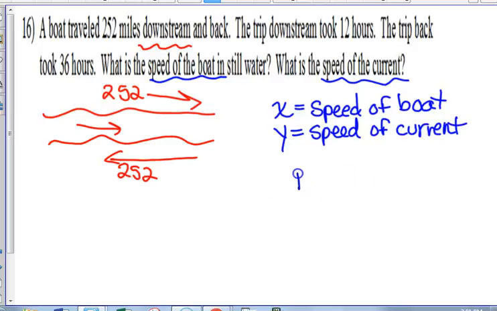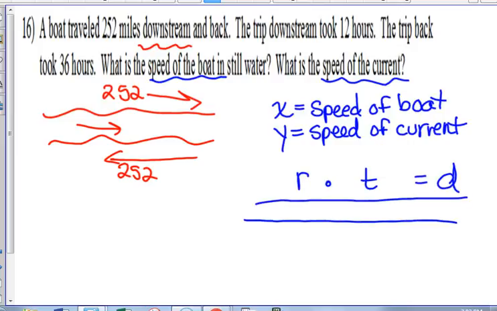I like to do these with a little chart. You certainly don't have to. Rate times time equals distance. Oh, that's a scrappy little chart.